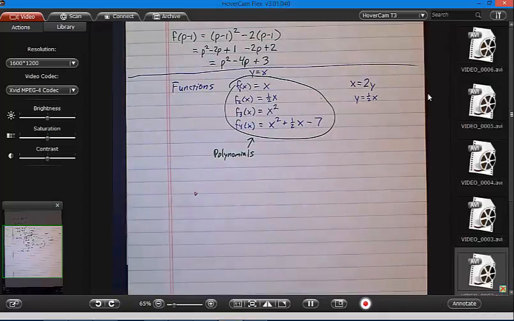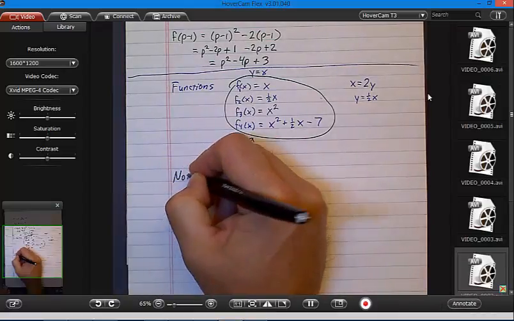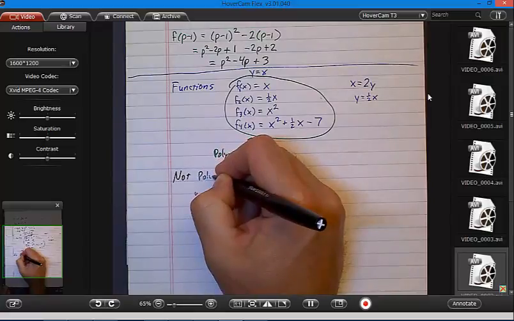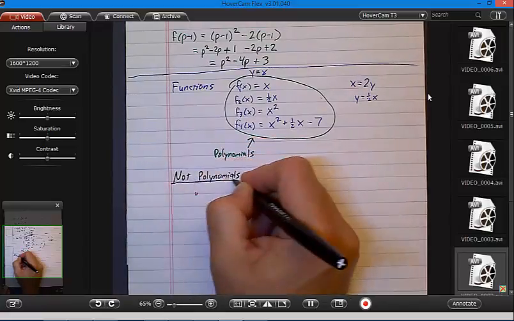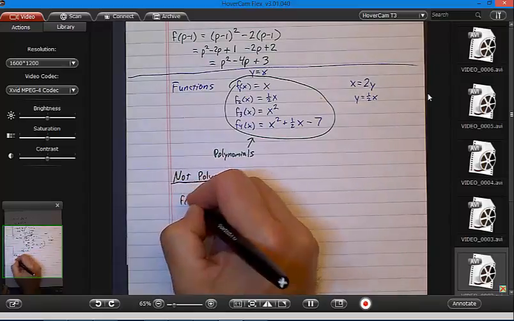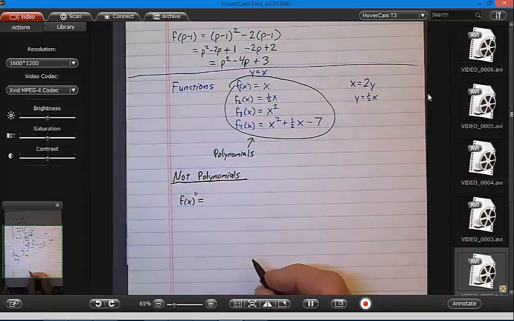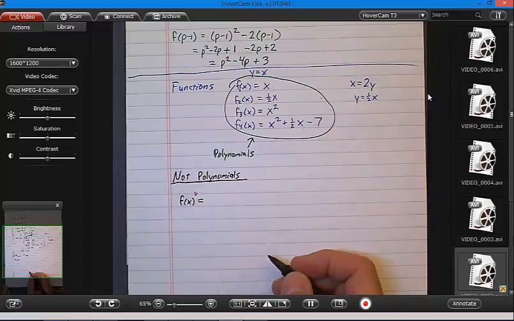Time. That's why I needed you all to be working. Let's get some examples of functions that are not polynomials. Any volunteer have one for me? Go ahead, Calvin. F of x is equal to i. Equal to what? Equal to ix. Ix? Now that's interesting. Why is that not a polynomial, you're saying? Because of which part? The i?